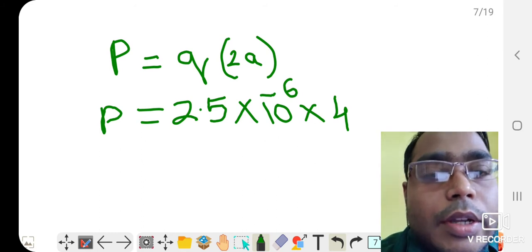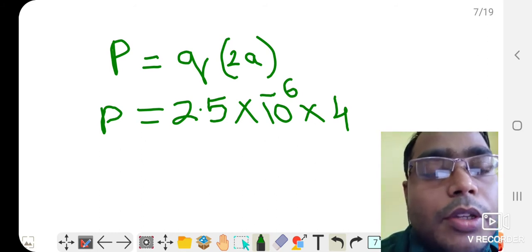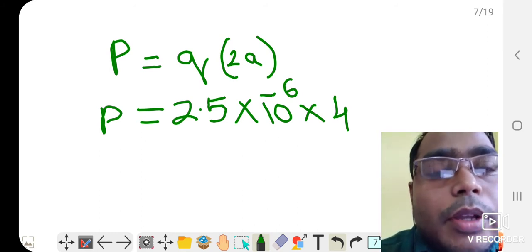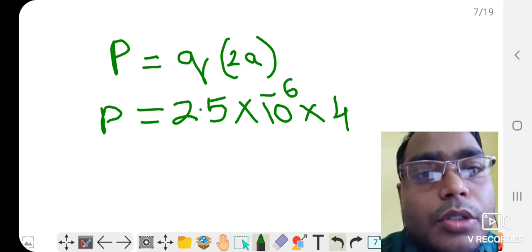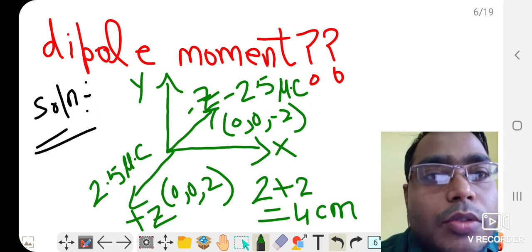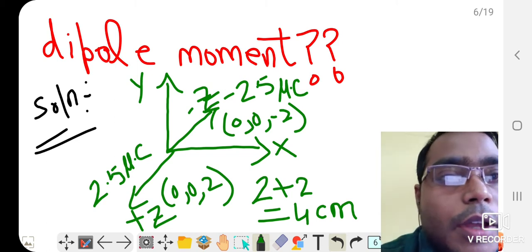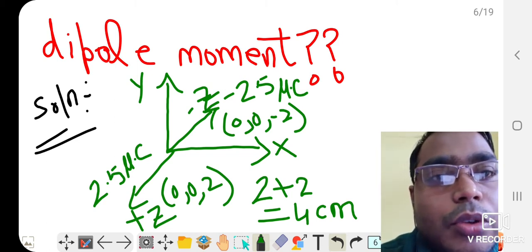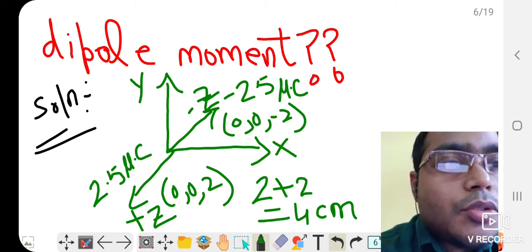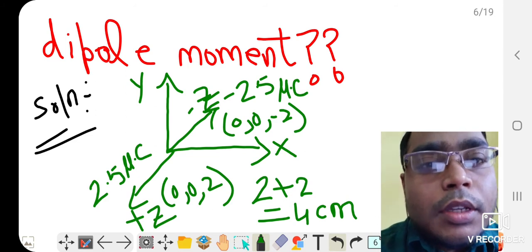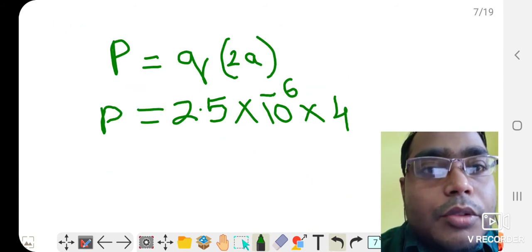As you can see, the dipole moment is given by 2.5 microcoulomb multiplied by the distance. So that was how much? 4 centimeter. So like this, we have to solve the question of dipole moment. Sometimes the coordinates will be given and you will be asked to calculate the distance. Now let us move to another question here.